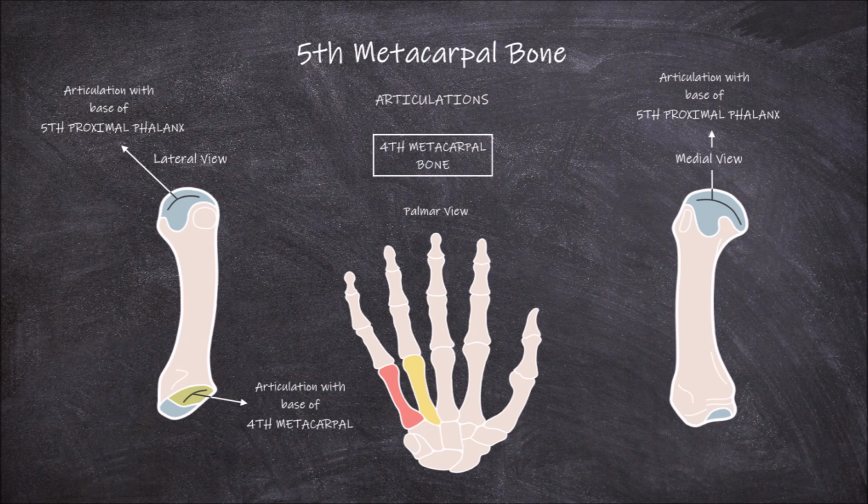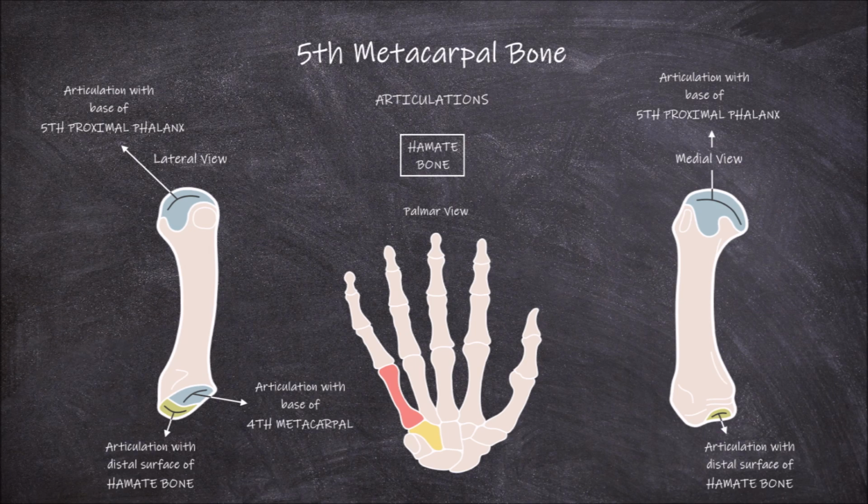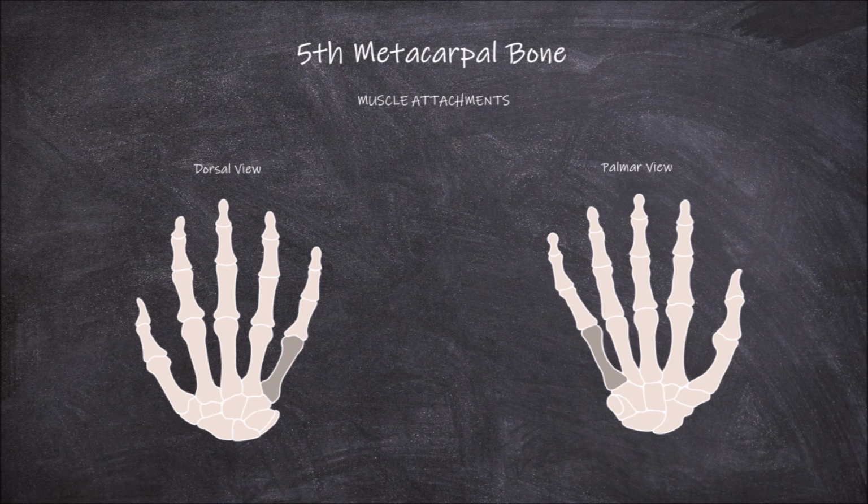The third and final articulation is with the hamate bone. A facet on the proximal surface of the base of the fifth metacarpal articulates with the facet on the distal surface of the hamate bone. What about the muscles that attach to this bone? Four muscles attach to this bone.